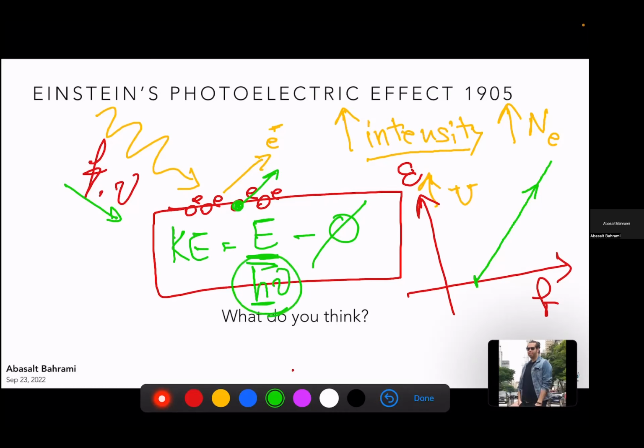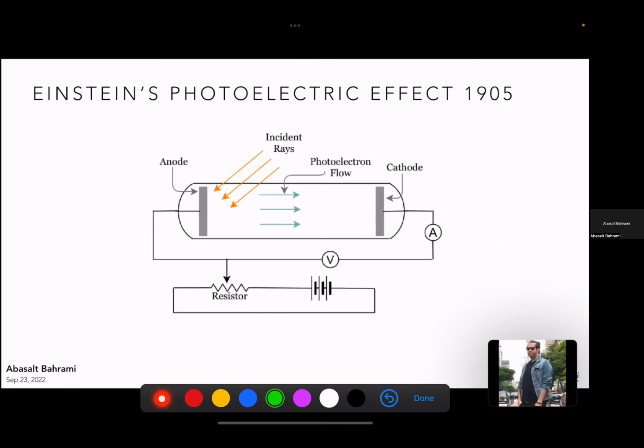You have to remember this. In the experiment, it looks like this. You shine some light here. You have two metals, one is an anode and one is a cathode. They are connected to a voltage source and also an ampere meter to measure the current.